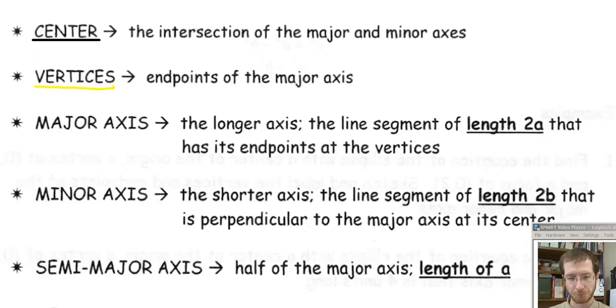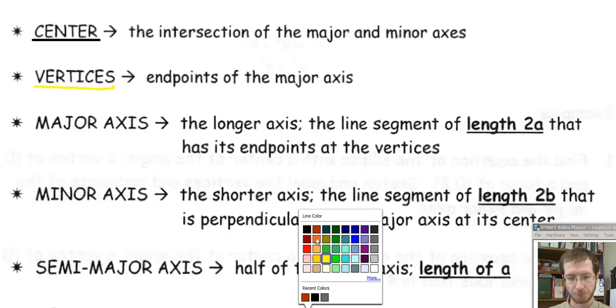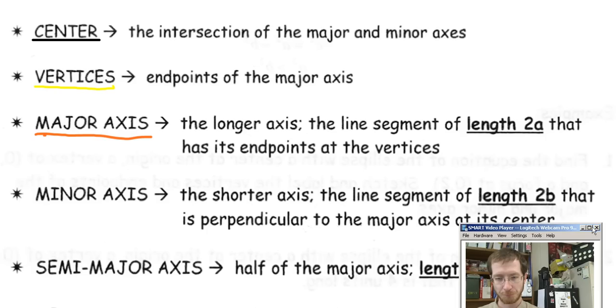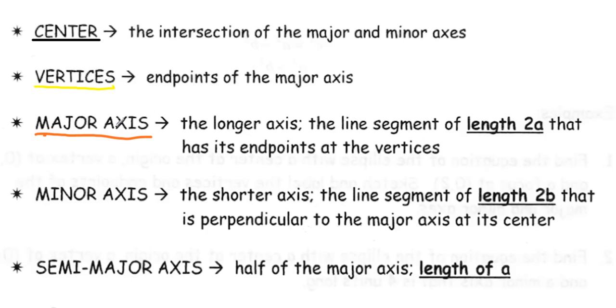So what is our major axis? Let's make that orange-ish. Our major axis in orange is the longer axis. It's the line segment of length 2A that has its endpoints at the vertices.